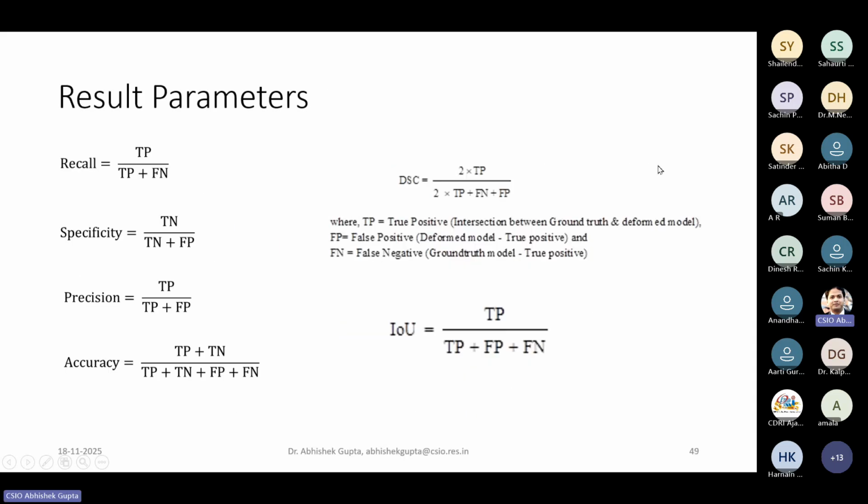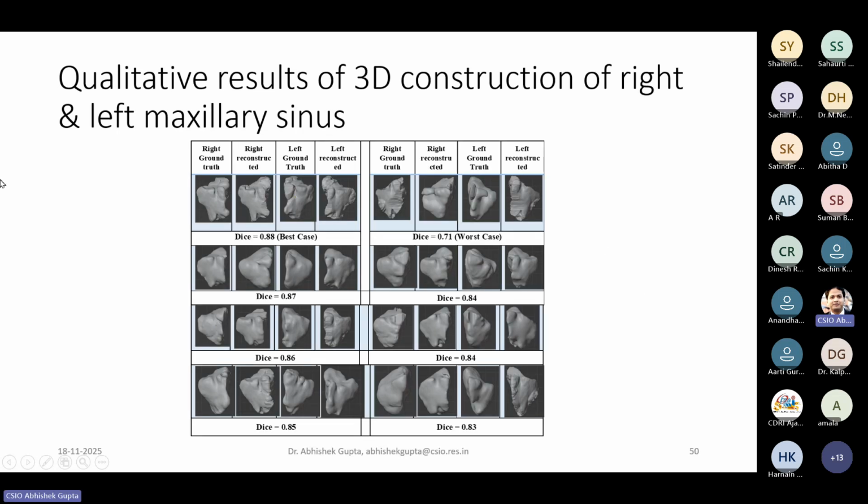And for the result, we have taken the same parameters: recall, specificity, precision, and accuracy. TP is true positive, FP is false positive, TN is true negative, and FN is false negative. These are some qualitative results. This is the ground truth of the right side maxillary sinus, and this is the one constructed by our algorithm. For the visualization purpose, you can see it looks similar.